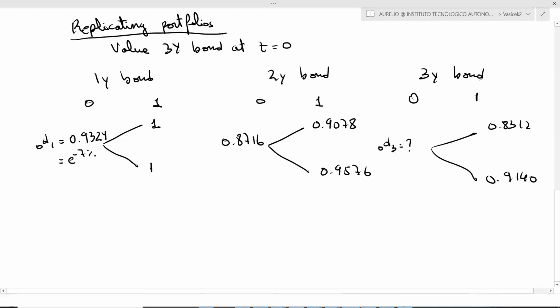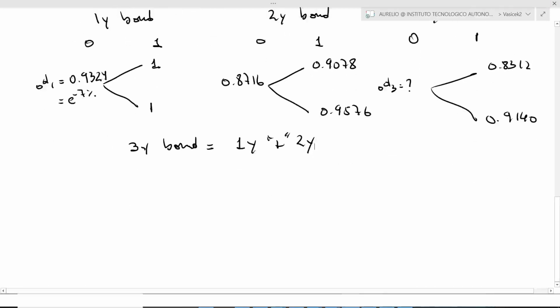What is going to be our replicating portfolio strategy? The replicating portfolio strategy is going to be, how can I get the 3-year bond with the 1-year plus, and this plus is, quotation, with the 2-year bond. So let's set up our 2 equations, 2 unknowns, which are going to be similar in spirit to what we did before, but they're not going to be the same. So let's see exactly what I mean by that. Now what we're going to match is the up scenario and the down scenario, and then we're going to be able to get the 0D3 at time 0.